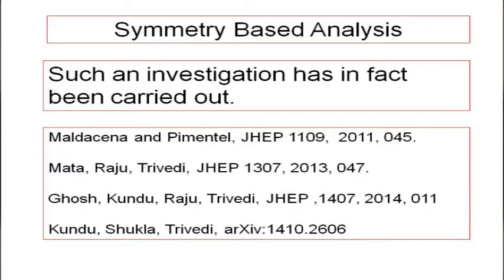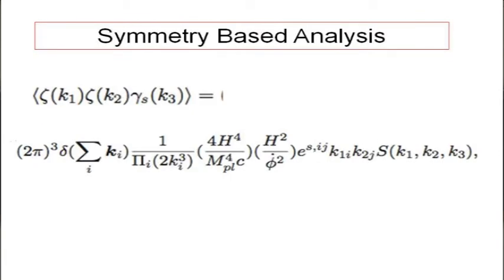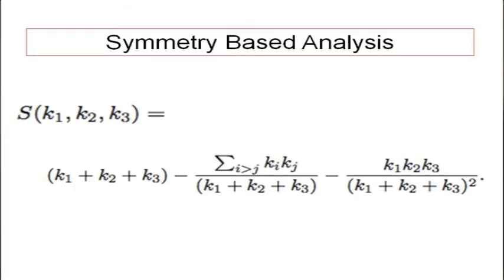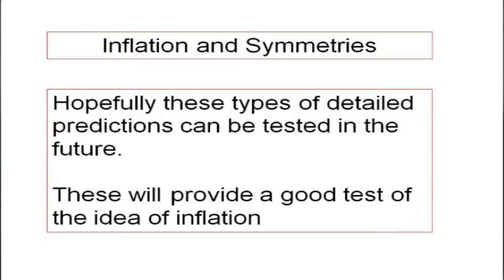And these are the kind of investigations we've been carrying out. And you know, you get very detailed predictions. Here is some three-point correlator, never mind the details. But it's a very detailed functional form. Here, some very detailed functional form, which comes out just from symmetries, which hopefully, as experiments go forward, can be tested and might provide then a good test for this idea of inflation.